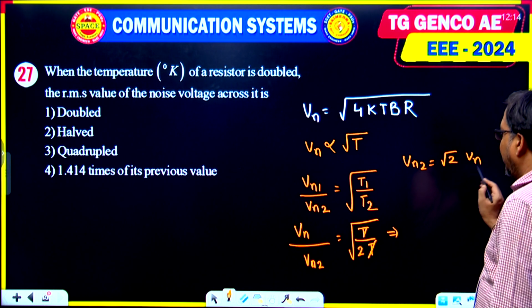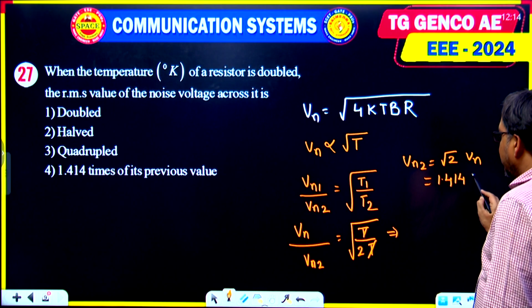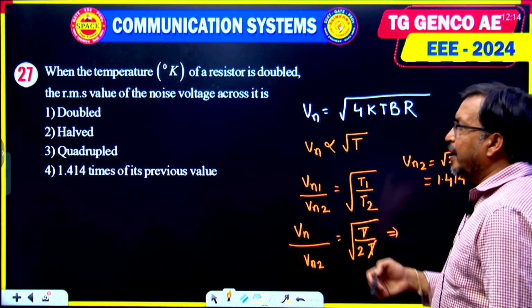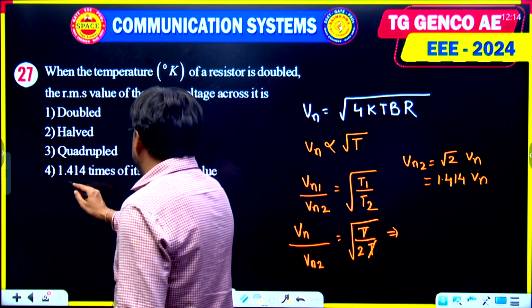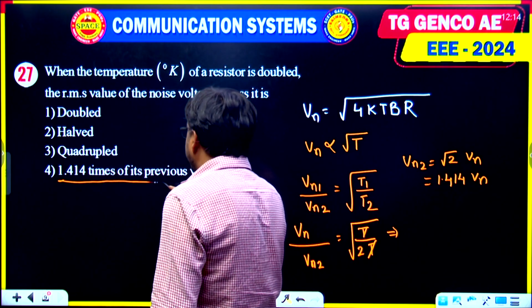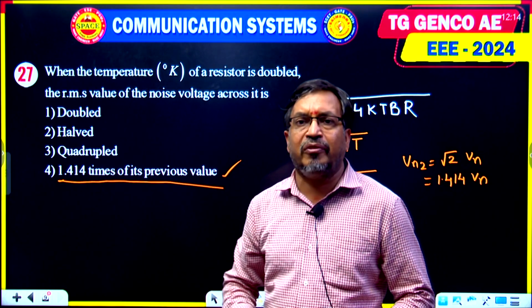What is the root value? Root 2 value is 1.414. So, when the noise temperature is doubled, then the noise voltage increases to 1.414 times its previous value. So, the correct answer is option 4.